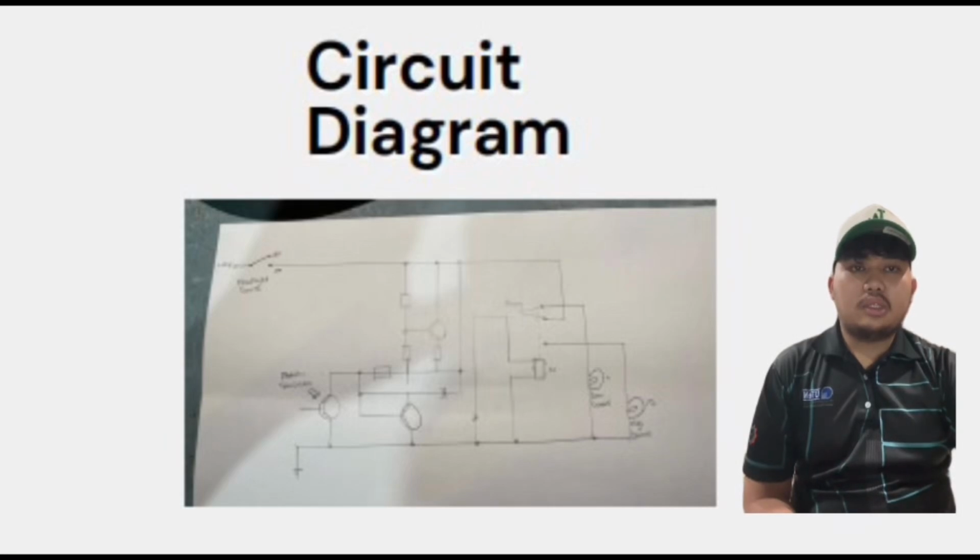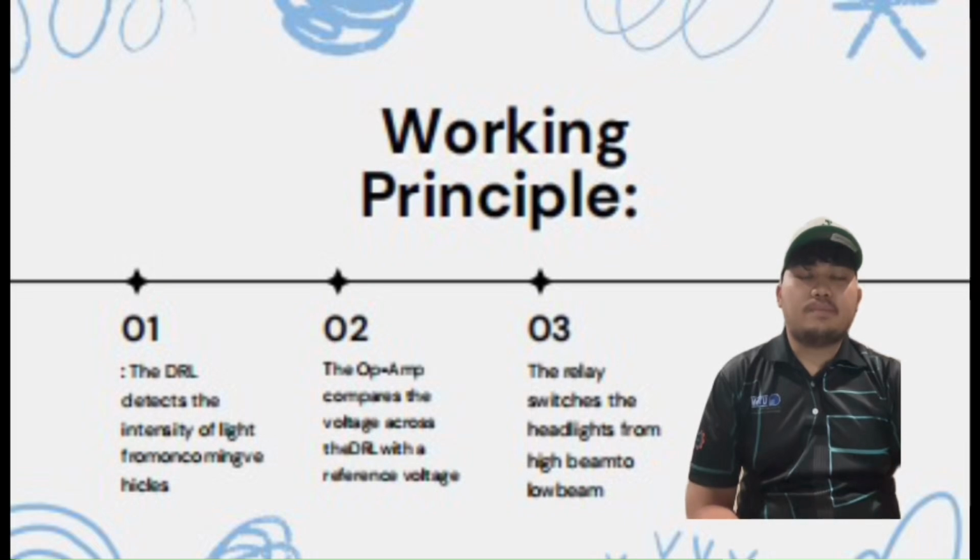Okay, explanation about the circuit diagram. The circuit includes an LDR to detect ambient light level, an op-amp to compare the LDR resistance with the preset threshold, and a relay to switch the headlight between high and low beam. For the working principle, LDR functionality.